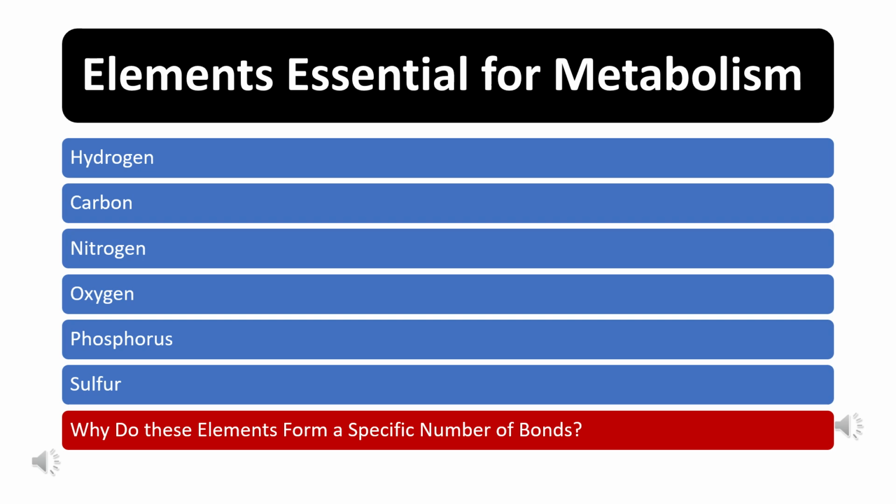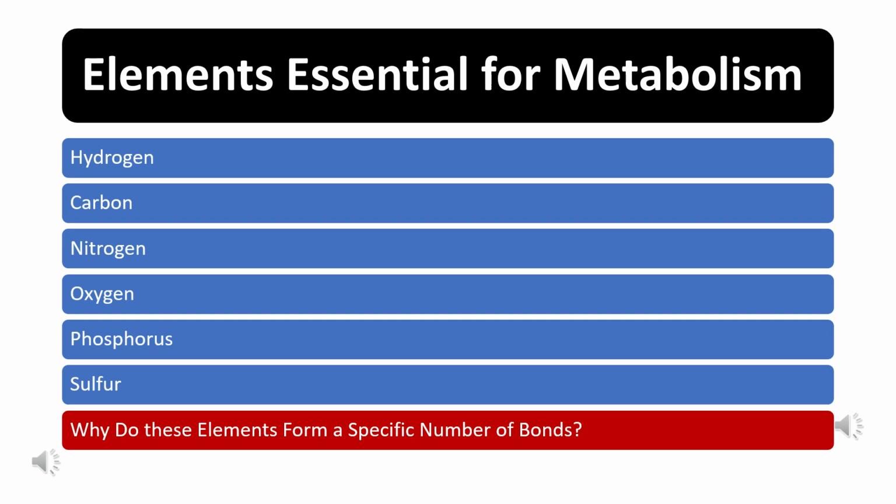Together, they are often remembered by the acronym CHNOPS. Carbon forms the backbone of all organic molecules because it can form 4 stable covalent bonds. Hydrogen is a component of water and organic compounds and plays a vital role in acid-base balance and energy transfer. Oxygen is essential for cellular respiration, where it helps produce ATP, the energy currency of the cell.